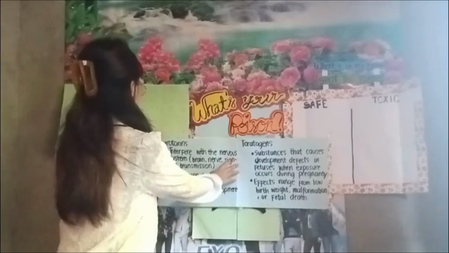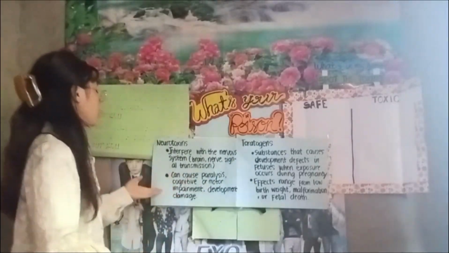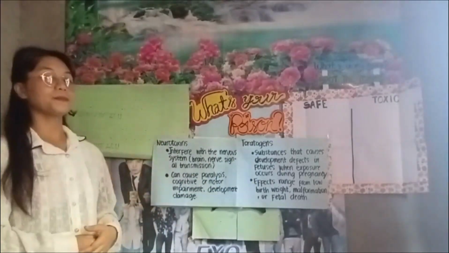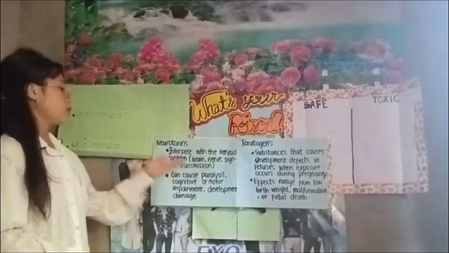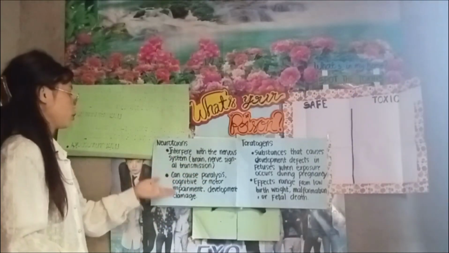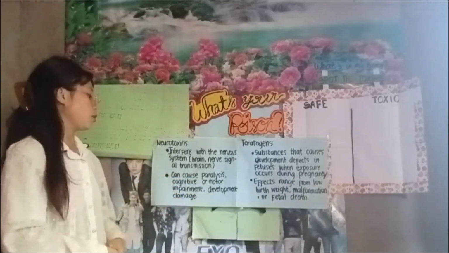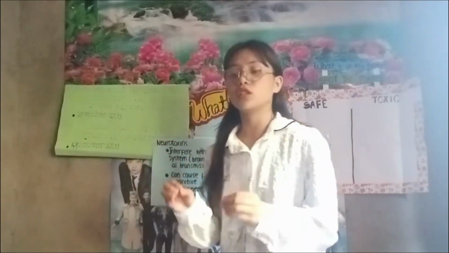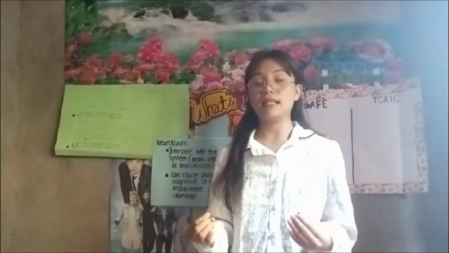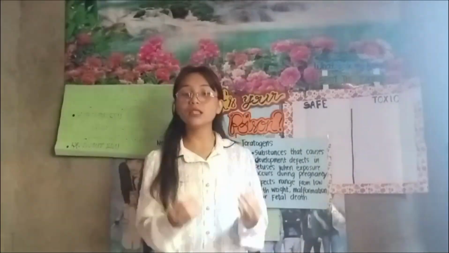The next one is the neurotoxin. Neurotoxins interfere with the nervous system, the brain, nerves, and signal transmission. They can cause paralysis upon exposure, as well as cognitive or motor impairment and developmental damage. Neurotoxins are widespread in both natural and human-made environments, and they target the fundamental functions of the nervous system, which are essential for survival across diverse species.